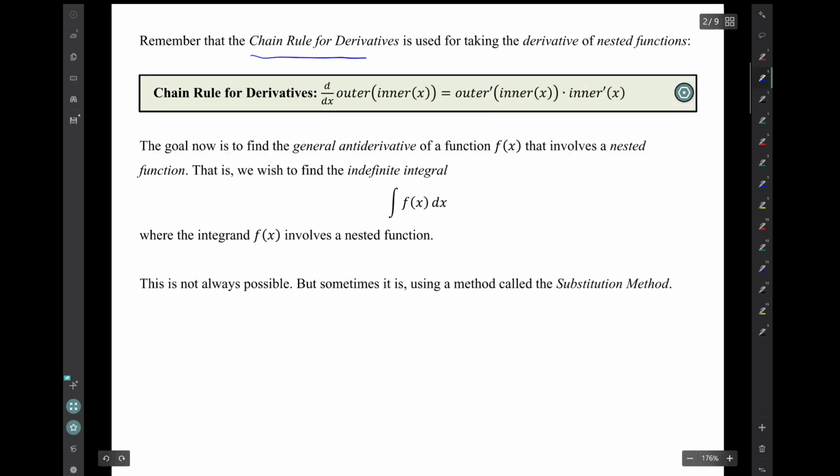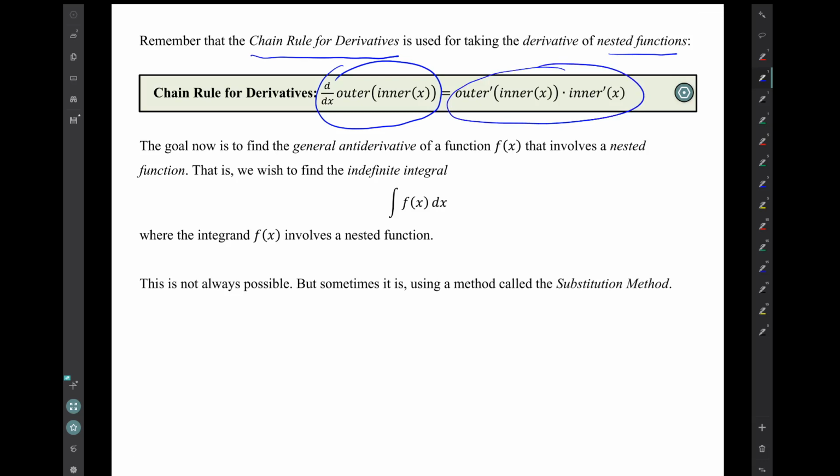Remember that the chain rule for derivatives is used for taking the derivative of nested functions, that is, functions of this form: outer parentheses, inner parentheses, x. And the chain rule says the derivative of one of those functions is obtained by doing this: outer prime parentheses, inner parentheses, x times inner prime of x.